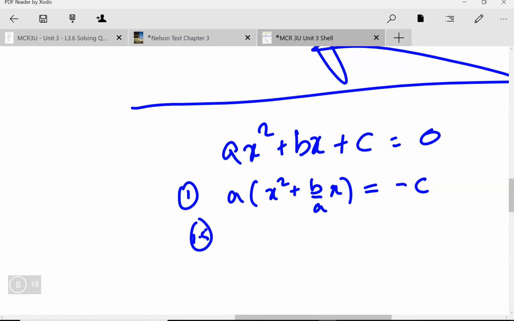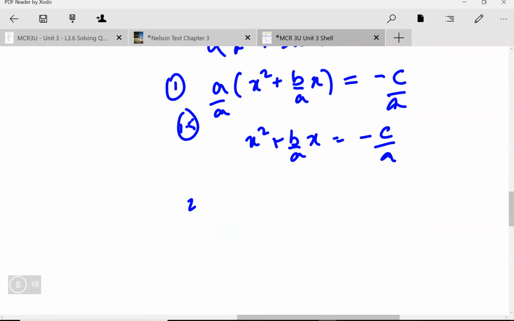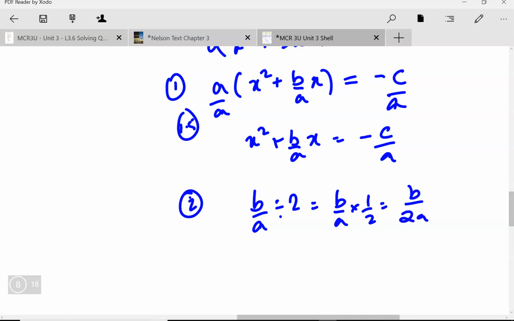Step 1.5 is divide by a if possible. So you get x squared plus b over a x equals negative c over a. And then you can continue. Step 2 is finding our magic number, so to speak. So take b over a divided by 2, which is b over a times a half, equals b over 2a, and then we take the square of that, b squared over 4a squared. Hopefully we're good with that.